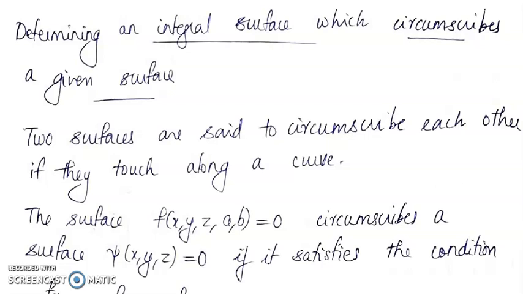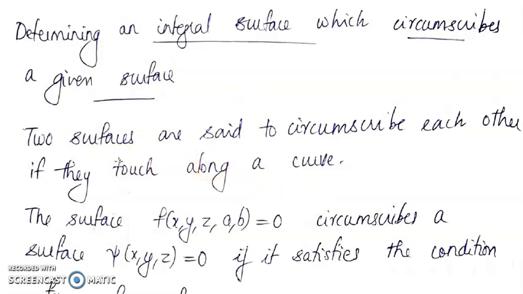Hello dear students. So in today's class we are going to see the last topic of second module. The topic is determining an integral surface which circumscribes a given surface. Two surfaces are said to circumscribe each other if they touch along a curve.